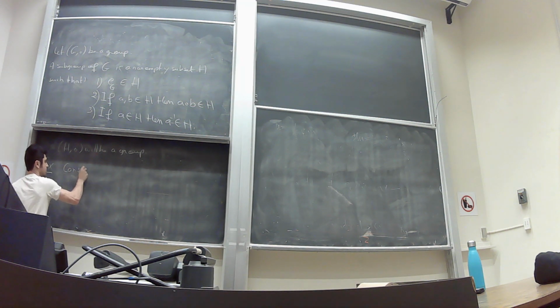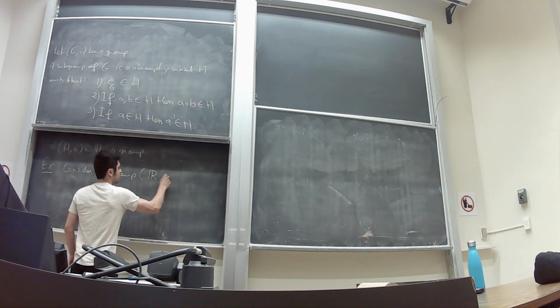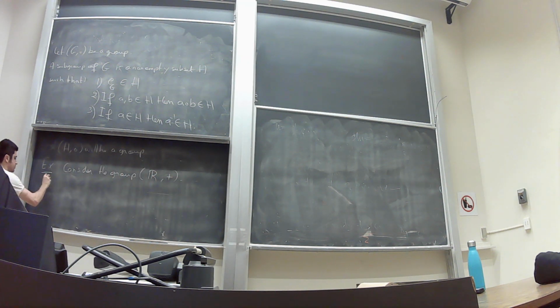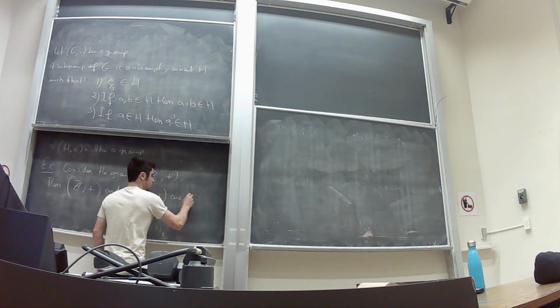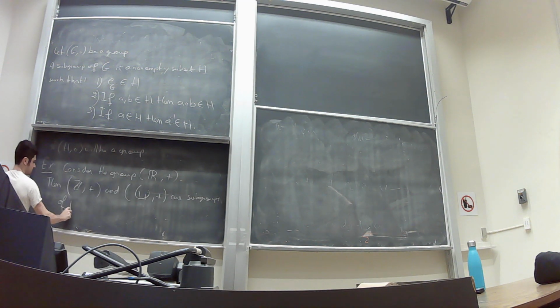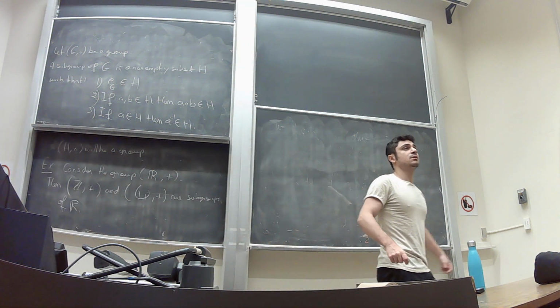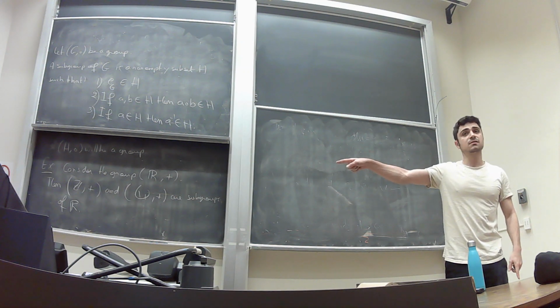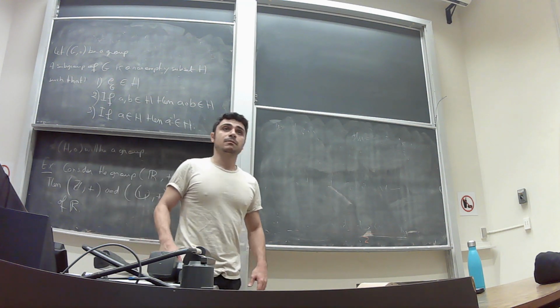Okay, let's give an example. Consider the group R plus with addition. Then Z and Q with respect to addition are subgroups of R. So, what's the identity element of addition? 0. Does 0 belong to Z? Yes. Now, if a and b belong to Z, then does a plus b belong to Z? Yes. So that's the second property.